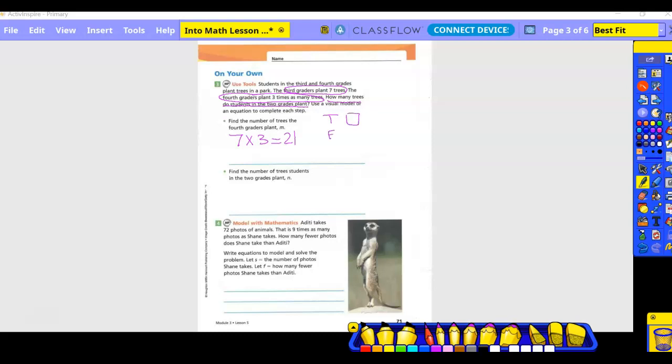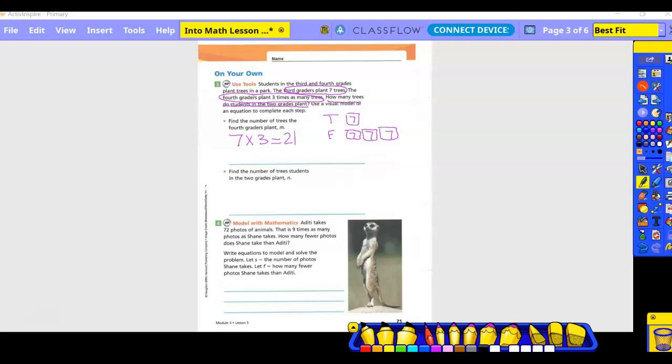Now, if we wanted to, we could have done this was the 3rd graders, this was the 4th graders, and they had 7 trees, and then 3 boxes for them, right? And then done 7, 7, 7, correct? Okay, so this would have been our model. This is our equation, okay? Did we have to draw both of those though? No, because it said it just wanted one or the other. Okay.